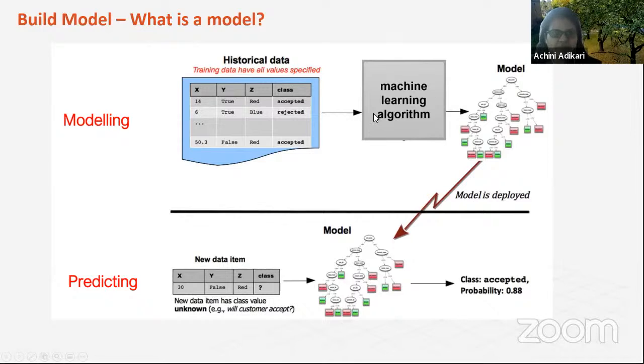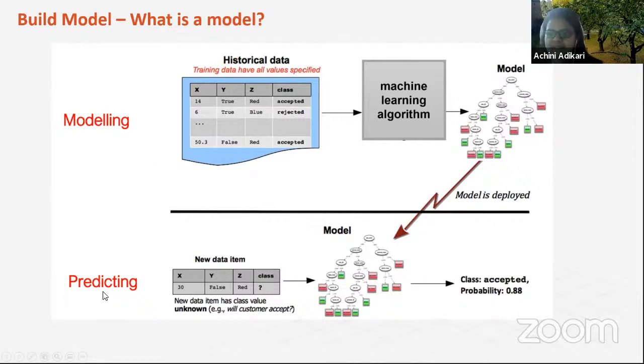machine learning algorithm. The machine learning algorithm can be a regression model, it can be a neural network, it can be a decision tree, it can be a deep learning model, it can be anything here. So it will learn what the features of accepted and rejected are, to differentiate between the two classes, right? So this is our training data set, and we have built this model.